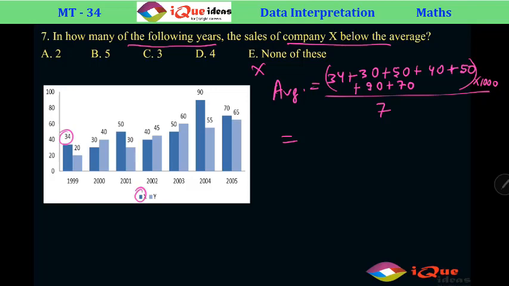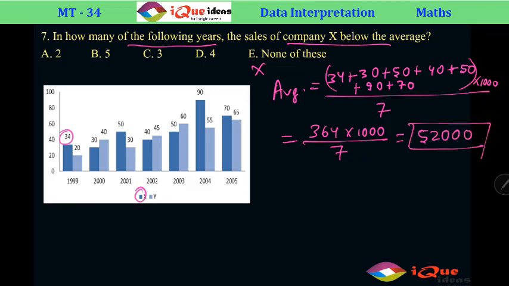So first you calculate the simple average of these numbers. Add carefully. 3 plus 5 is 8, plus 4 is 12, plus 5 is 17, and 9 is 26, and 7 is 33. So it is 364. So 364 into 1000 divided by 7. Divide carefully, 7 5s are 35, so it is 52,000. So the average is 52,000.